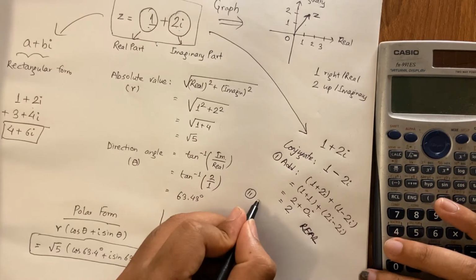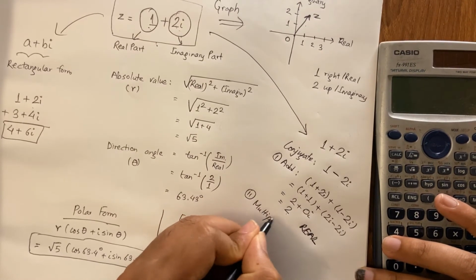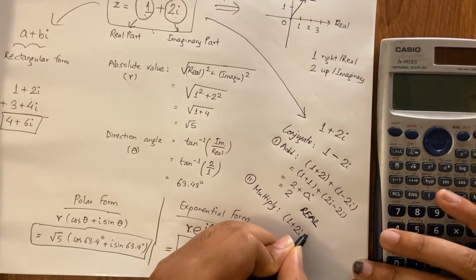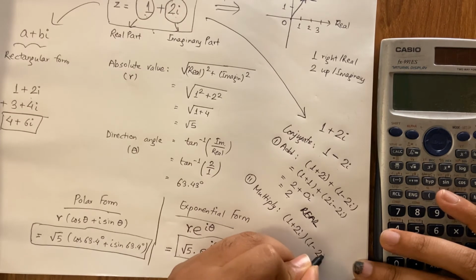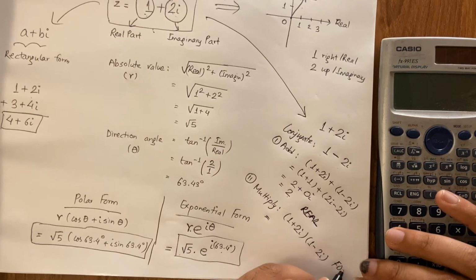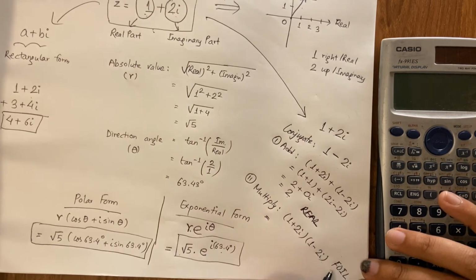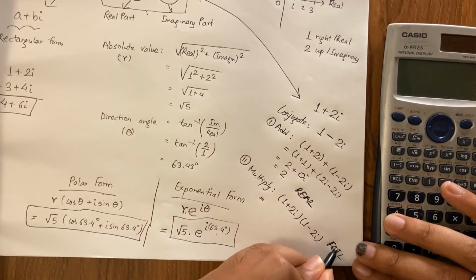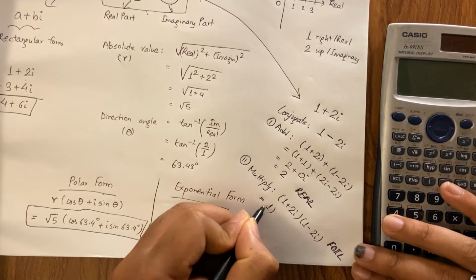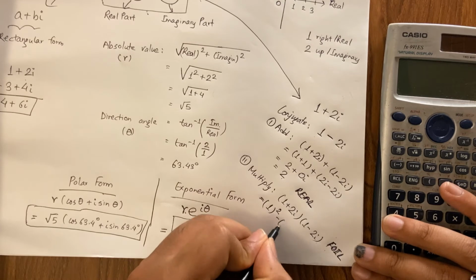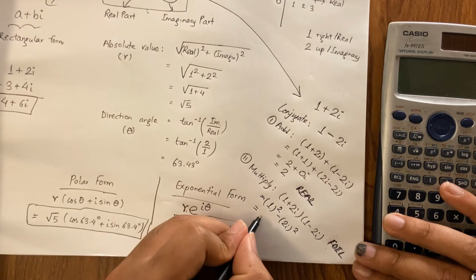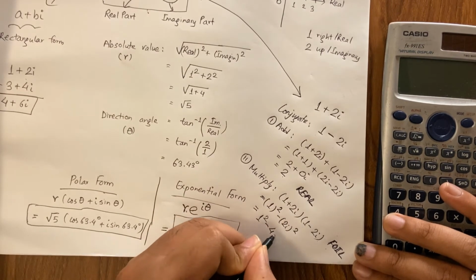Now let's do the same with multiplication. Let's multiply the number with its conjugate. Do 1 plus 2i with 1 minus 2i. So if you follow your FOIL method on this, first, outer, inner, and last, you will get minus 2i squared, which in this case is going to be 1 squared minus 4i squared.